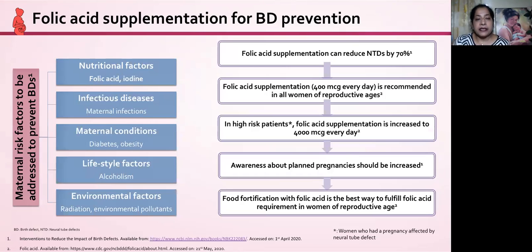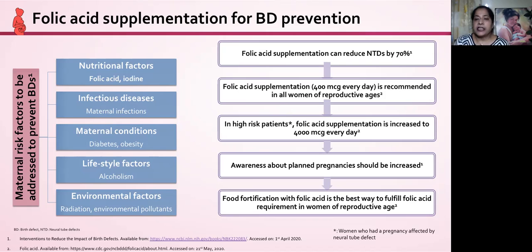Folic acid supplements do prevent neural tube defects, but other maternal risk factors to be addressed to prevent birth defects include nutritional factors like iodine in addition to folic acid, prevention of infectious diseases and maternal infections, treatment of conditions like diabetes and obesity, lifestyle factors like alcoholism, and environmental factors like radiation and environmental pollutants.